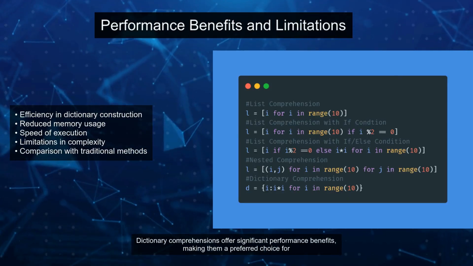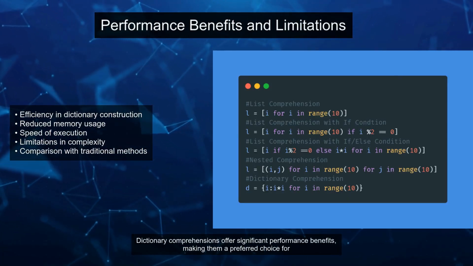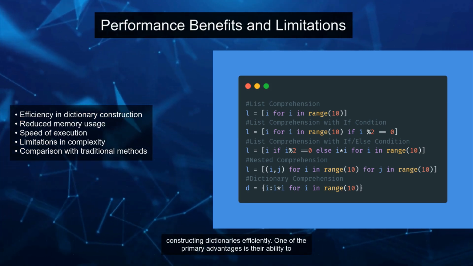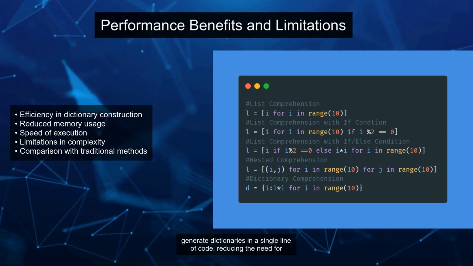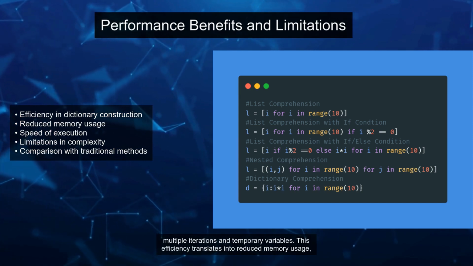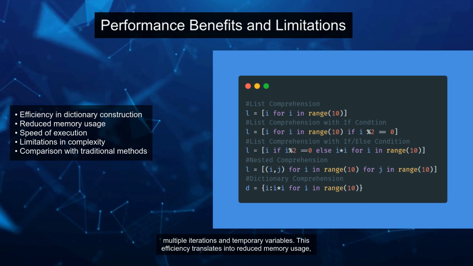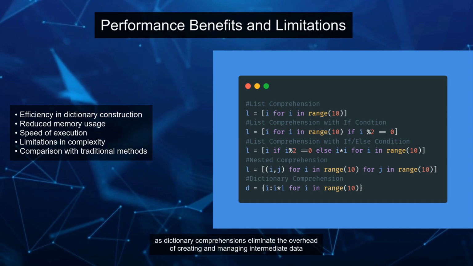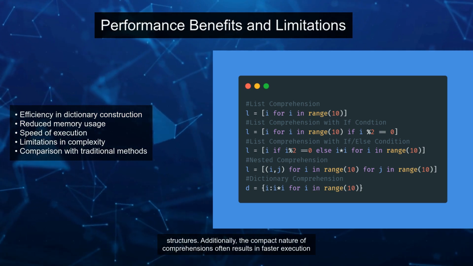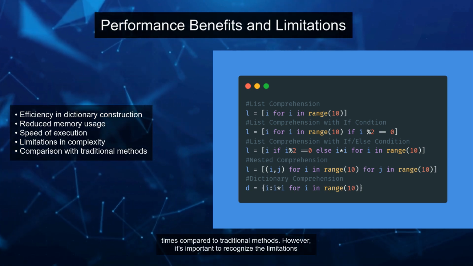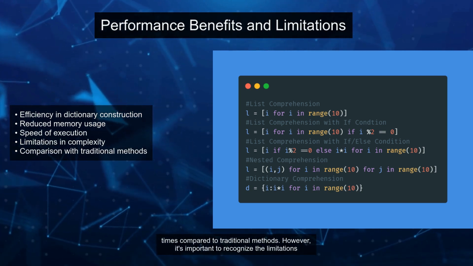Dictionary comprehensions offer significant performance benefits, making them a preferred choice for constructing dictionaries efficiently. One of the primary advantages is their ability to generate dictionaries in a single line of code, reducing the need for multiple iterations and temporary variables. This efficiency translates into reduced memory usage, as dictionary comprehensions eliminate the overhead of creating and managing intermediate data structures. Additionally, the compact nature of comprehensions often results in faster execution times compared to traditional methods.